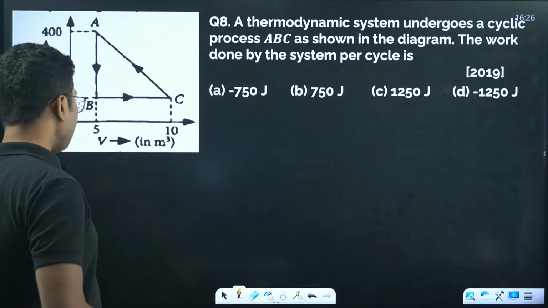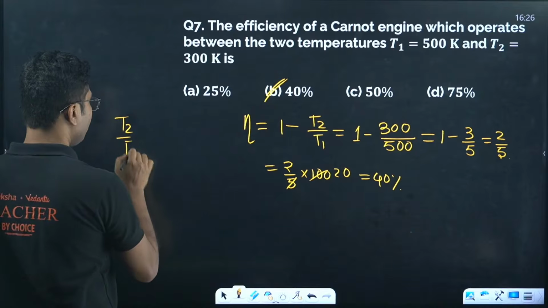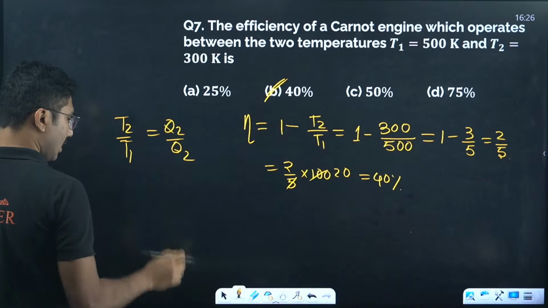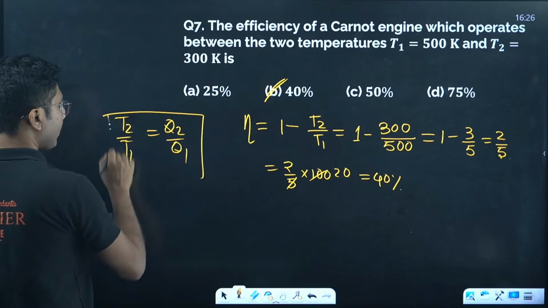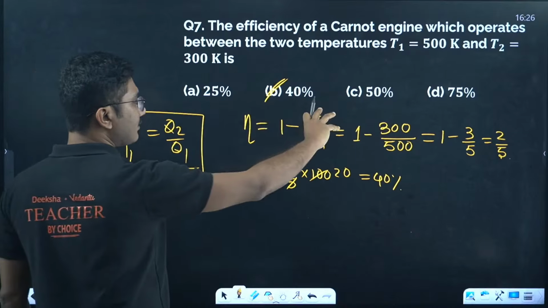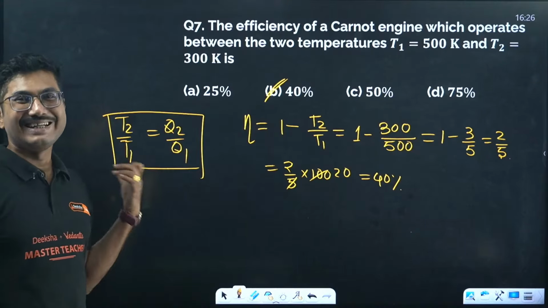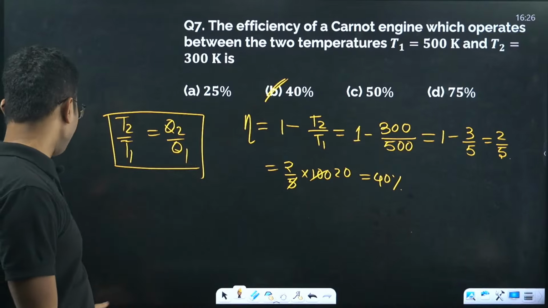Okay, also you need to remember one more formula, that is T2 by T1 equals Q2 by Q1. This is in terms of temperature, this is in terms of heat. This is also a very important formula. You can exactly replace this formula over here to calculate efficiency. Sometimes they will ask you what is the heat between the cases. So that is also an important formula.